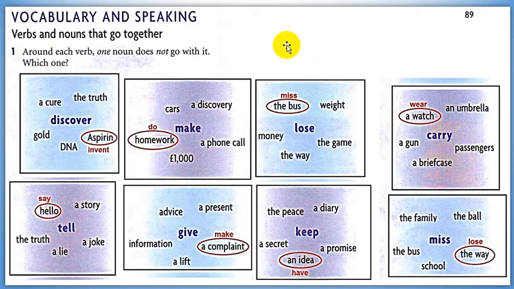Now we come to vocabulary and speaking. This is a very important exercise on page 89. Around each verb حول كل فعل.